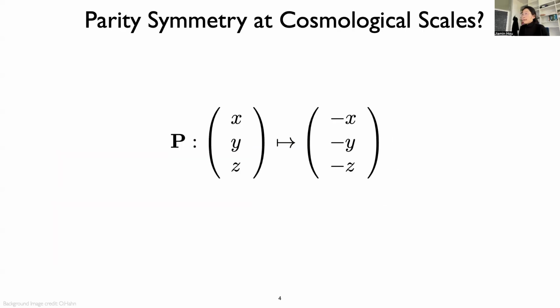A parity transformation then involves flipping the spatial coordinates, going from x to minus x, y to minus y, and z to minus z. While parity violation was already detected in the 1950s at atomic scales through the weak interaction, we have not yet confirmed parity symmetry on cosmological scales. And importantly, there is also no fundamental reason to assume that the symmetry must hold on large scales by default. So if parity is indeed violated, it could imply the presence of new physics, either originating in the early universe or at later times. There are various ways to probe parity symmetry, and in the first part of my talk, I will focus on using galaxy four-point functions.